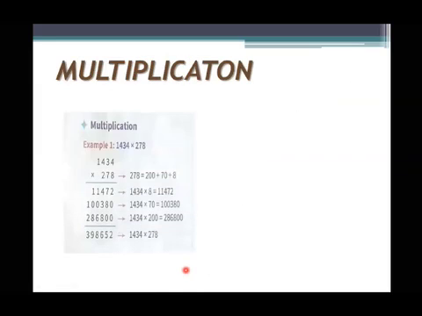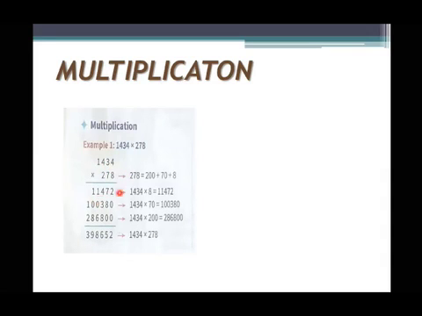Now let us see multiplication. So here is a multiplication. You know how to multiply if they give a one-digit number or numbers below 20. So now here a 4-digit number has to be multiplied with a 3-digit number. So how will you do this multiplication? See here the example sum. 1,434 you should multiply by 278. If they give it like this, we have to write it in this form.